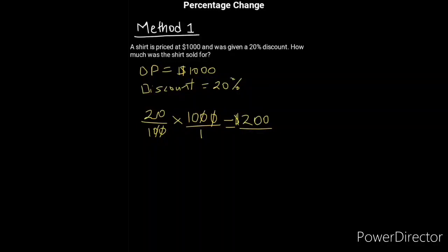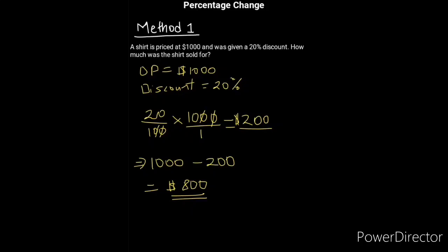Now, in order to find our selling price, or the cost of our shirt, we need to subtract 200 from 1,000. And that will give us our selling price. So 1,000 minus 200 gives us $800, which is our answer.